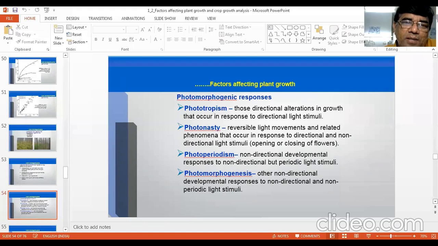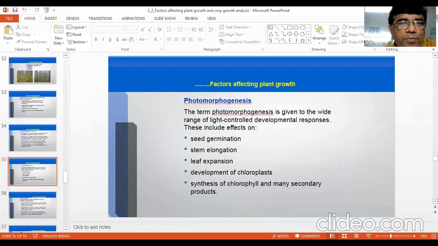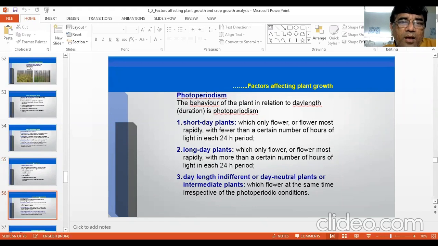You can go through it: phototropism, photonasty, photoperiodism, photomorphogenesis. It is your job to understand these terms. They are related to plant physiology, and you must learn them. Similarly, you must see the role of photomorphogenesis in phenotypic and phenological development of plants. Photoperiodism: many of you know what is a short day plant, what is a long day plant, day length. It is based upon the duration of the light. Plants are classified into short day plant, long day plant, and day neutral plant. Please go through it.